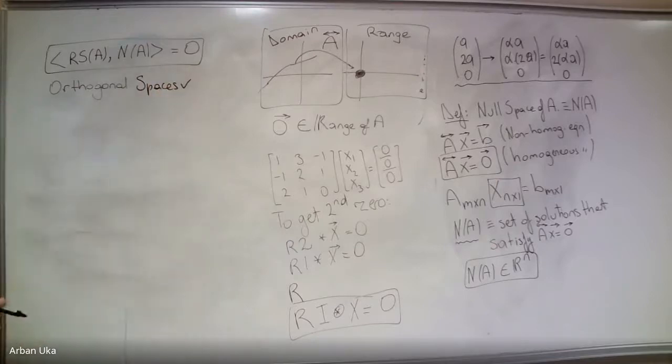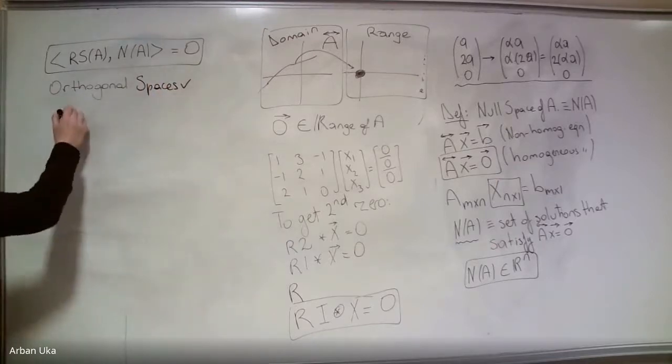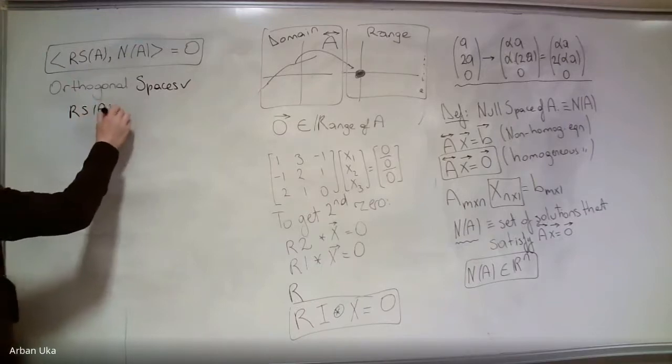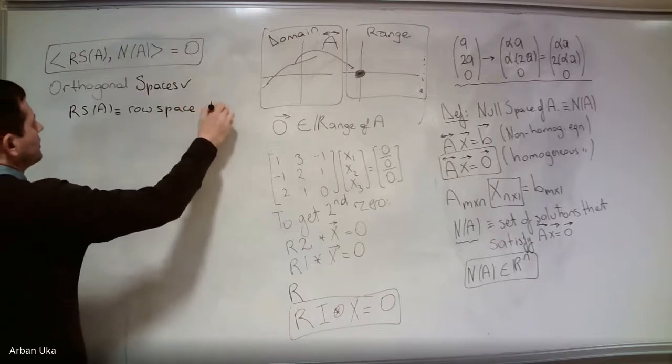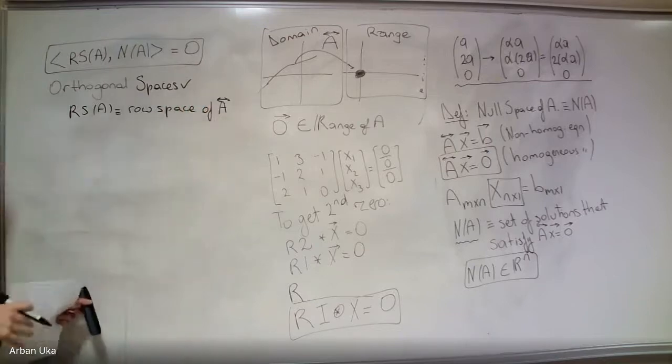So we can call orthogonal spaces the row space of A, matrix A.